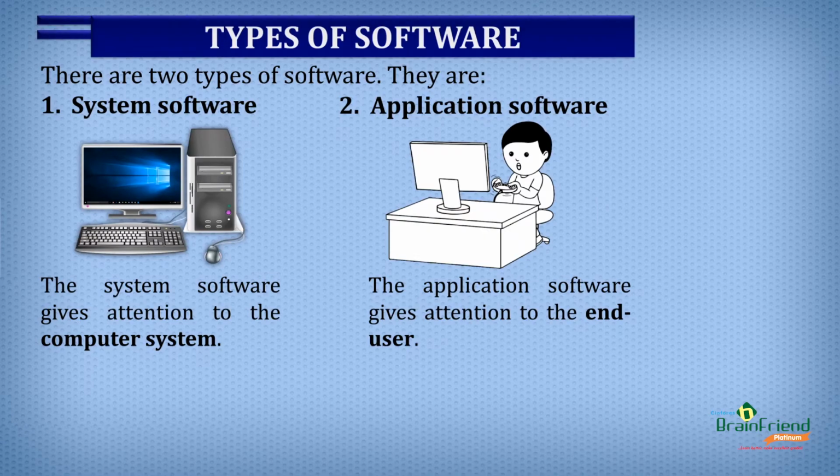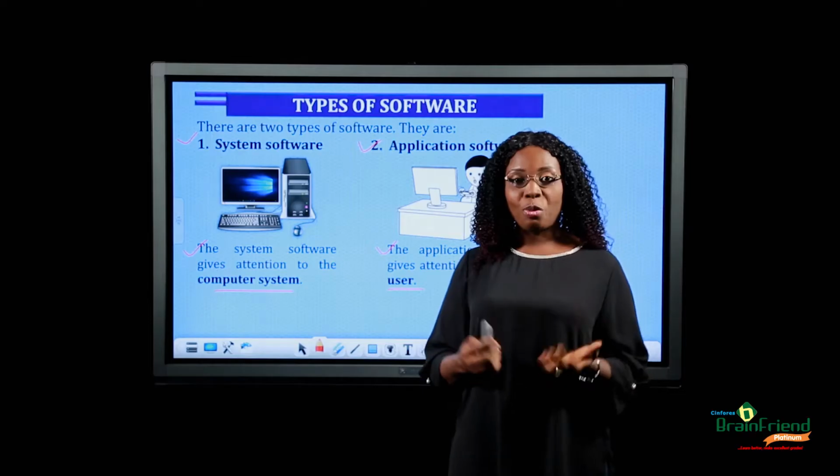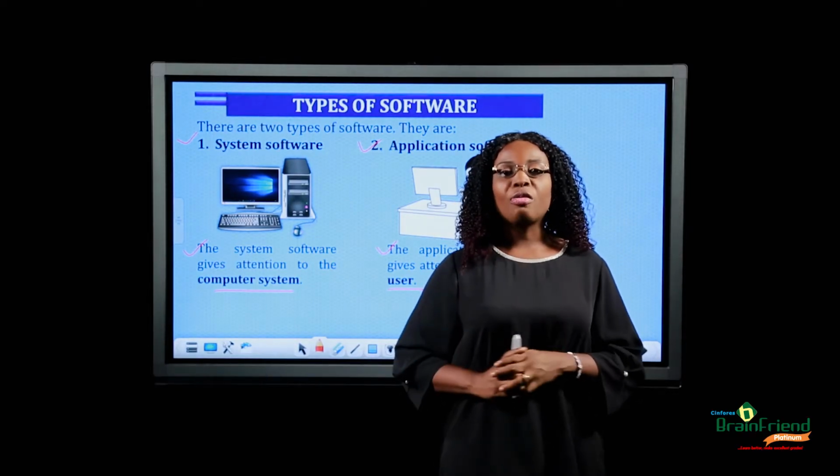There are two types of software. One is the system software, and the other is the application software. Key things to note about these two types of software are: the system software gives attention to the computer system. As we proceed, you will find out how. And then the application software gives attention to the end user. As we progress in the lesson, you will also find out why.